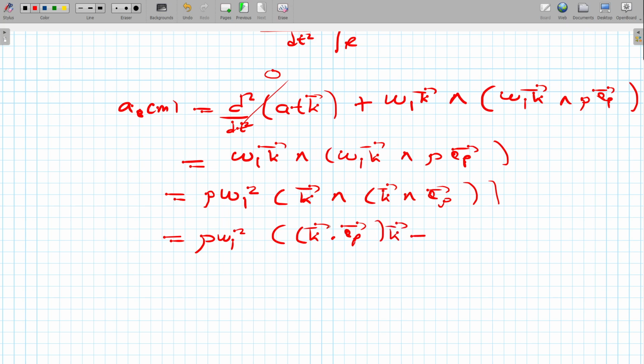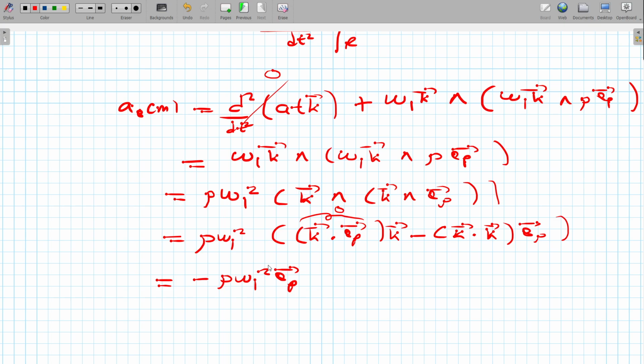And then minus, we'll take the dot product of the first and the second. So it is k, like so, and then the other one is going to come outside. What do we know? When we're taking the dot product and the vectors are perpendicular, because k and e rho are perpendicular, this is going to be 0. The dot product of k and k is 1. So finally, we should have minus rho omega 1 squared e rho. So this is going to be the final answer.